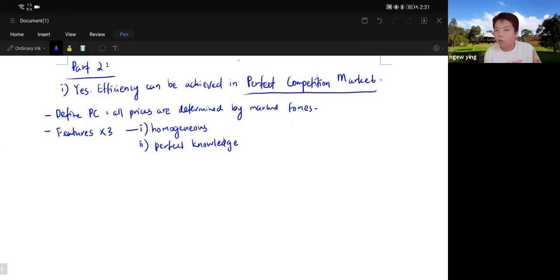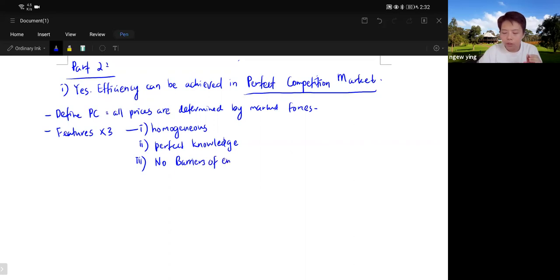So consumers will know what the recipe is and what ingredients are used, and producers will know what other firms are doing. Basically, information is available to all.